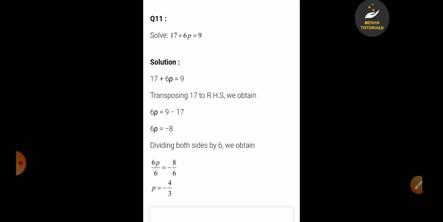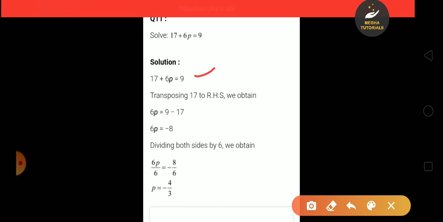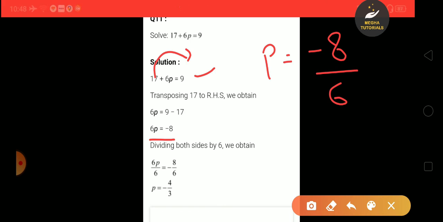Question 11, the equation is 17 plus 6p is equal to 9. So transpose 17 on the other side. So you will get 6p is equal to 9 minus 17, that is 6p is equal to minus 8. Then p is equal to minus 8 upon 6, that is by transposition. Now simplify further, divide both terms by 2. So 2 into minus 4 is minus 8 and 2 into 3 is 6. So the final answer is p is equal to minus 4 upon 3.